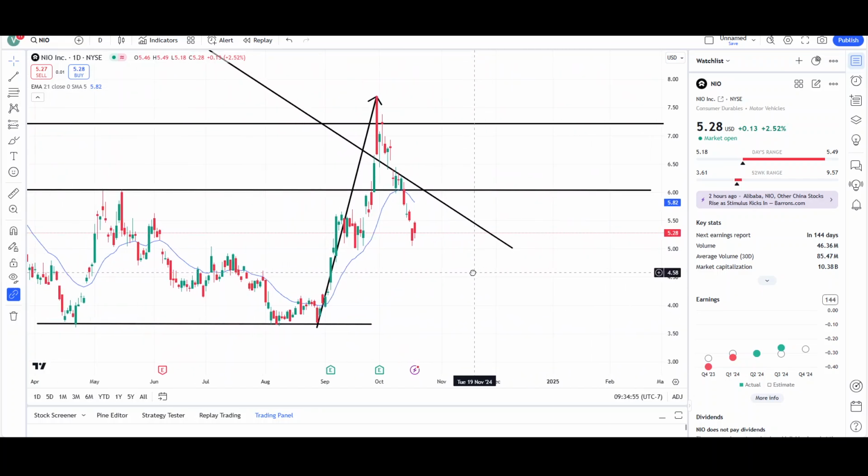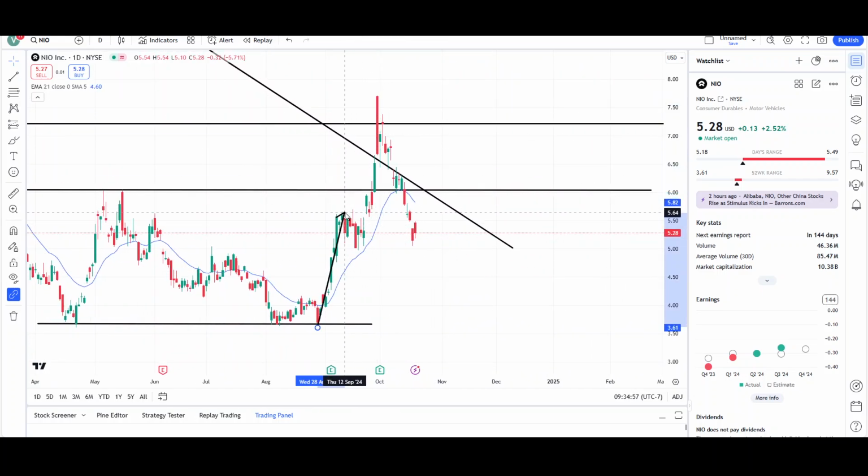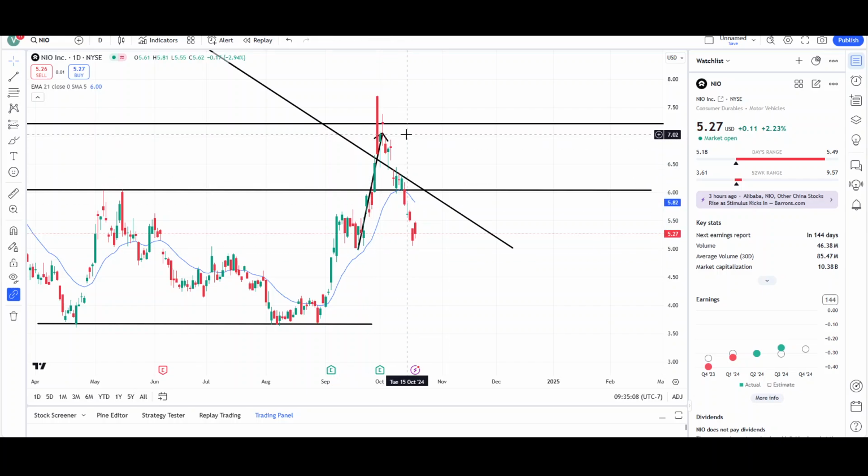You see that the measure move target was met. This was one leg up right over here. This was the second leg up. Measure move target met, exceeded slightly, and then price started selling off. So basically, buyers took the profits at the measure move target, and sellers stepped in the market to drive down the price. So that's what happened at that price level.